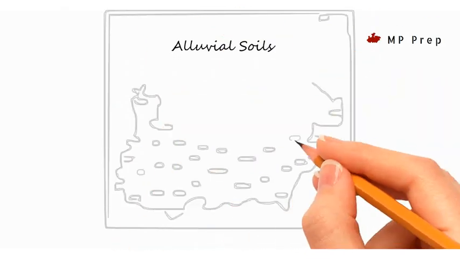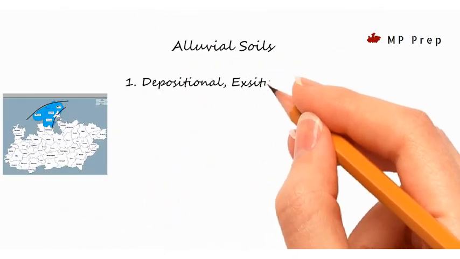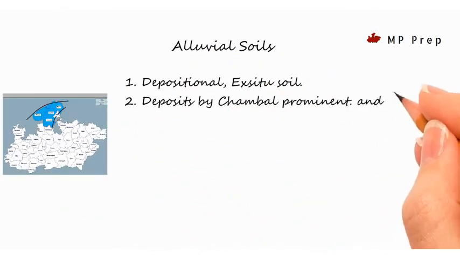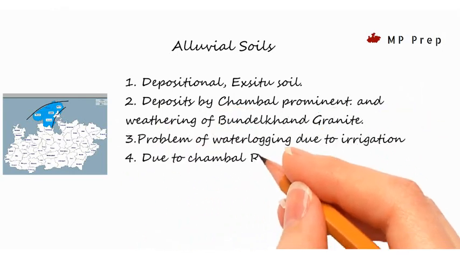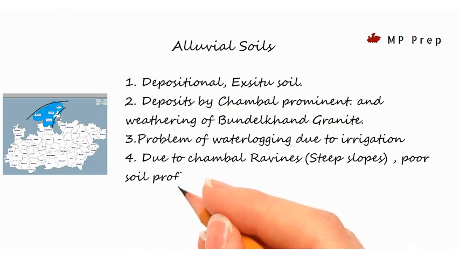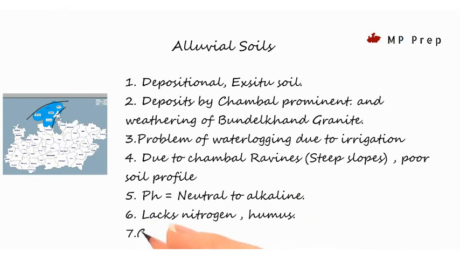Let us look at another soil, alluvial soil found in Bhind Morena between two rivers, that is Chambal and Betwa. Let us look at its special features. It is an ex-situ soil, meaning it gets deposited by some river, that is Chambal river. It has problem of water logging due to the various irrigation projects and excess use of water. Due to Chambal ravines, there are steep slopes which do not allow soil profile to be much deep. The soil is generally neutral to alkaline, and like all alluvial soil, it lacks nitrogen and humus. The main crops are wheat, rice, and sugarcane.